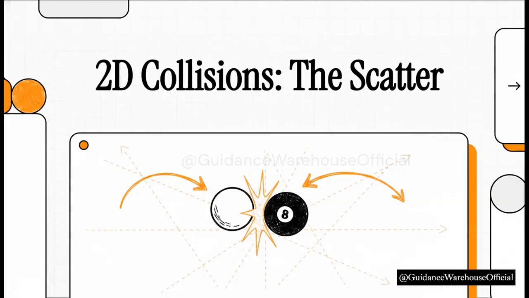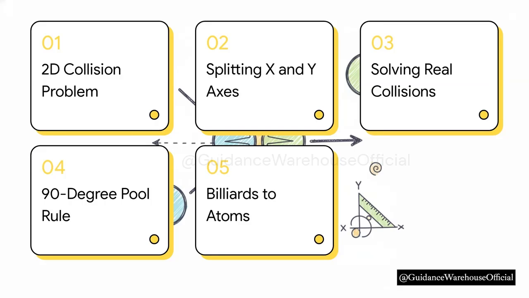By the end of this explainer, you're going to understand the physics of 2D collisions, the conservation of momentum formulas behind them, and exactly how to apply these rules to predict everything from a game of billiards to the movement of subatomic particles. We're going to break this down into 5 quick parts: the 2D collision problem, splitting our x and y axes, solving a real collision, the incredibly cool 90-degree pool rule, and finally, how we take this from billiards all the way to atoms.